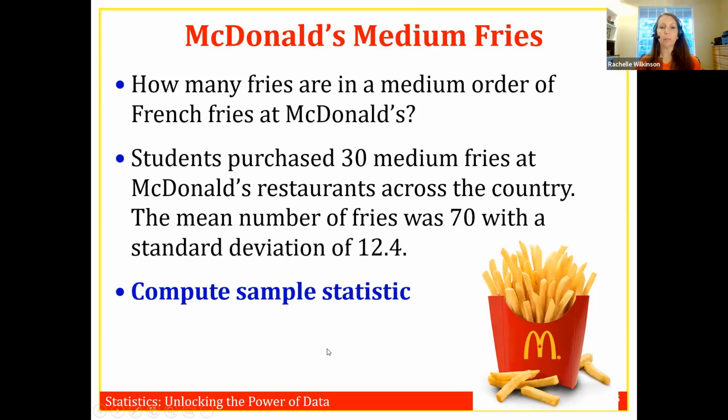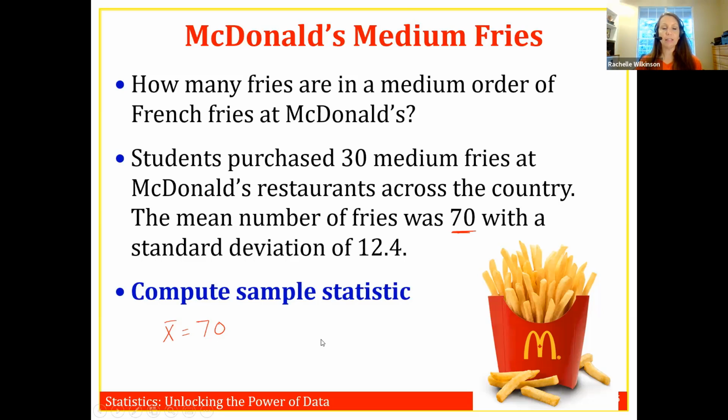All right, next up, we're going to compute our sample statistic, or if it's already computed for us, we can just identify it with the correct notation. So what notation should we use for the sample statistic for this problem? If my parameter was mu, that means my sample statistic is x bar, exactly. They didn't actually give us the data. They just told us that the mean number of fries in their sample was 70. So x bar is equal to 70.